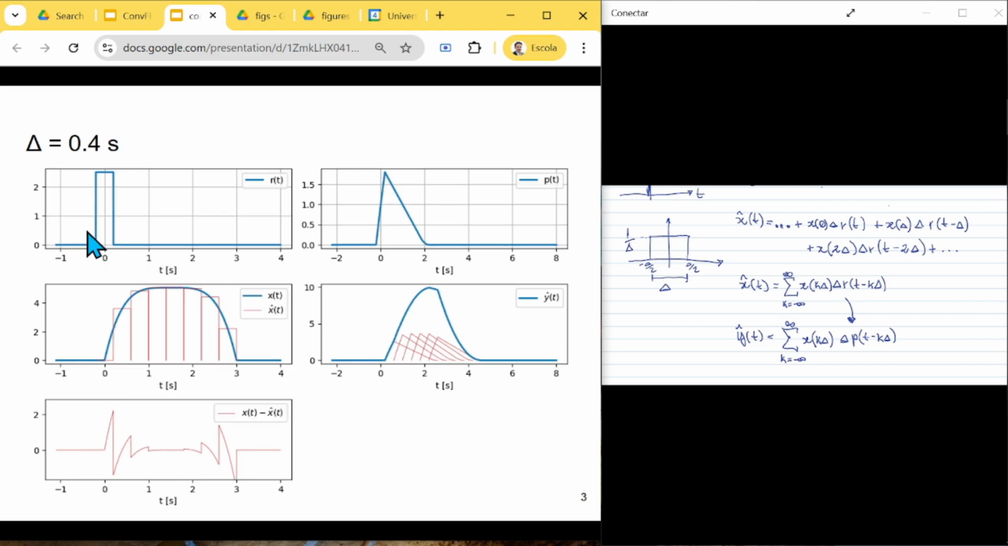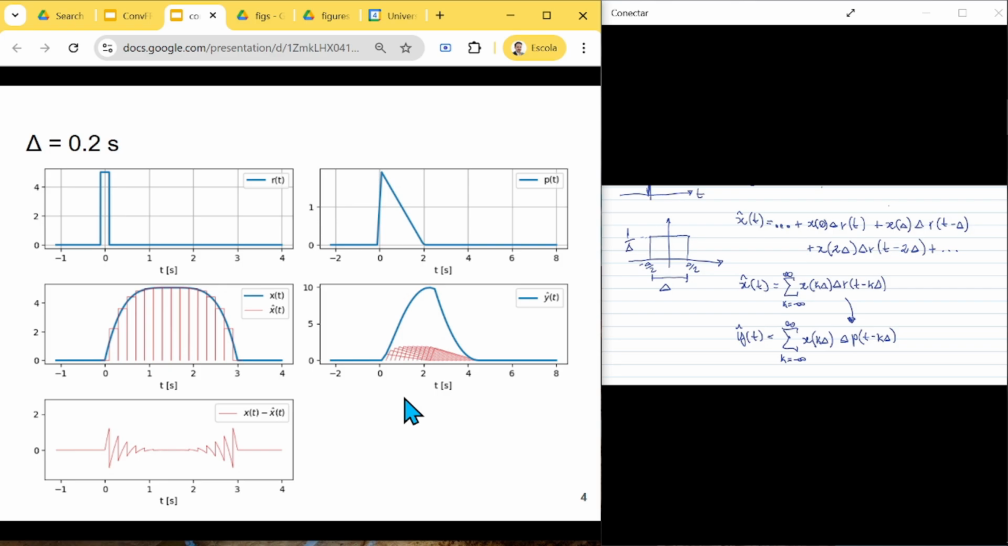Now suppose I have the output of the system for this r of t, slightly shorter duration, 0.4, and slightly larger amplitude, 1 over 0.4. So this is the output. If I do the same here, I have a slightly smaller error, both here and here. And we can apply the same idea.